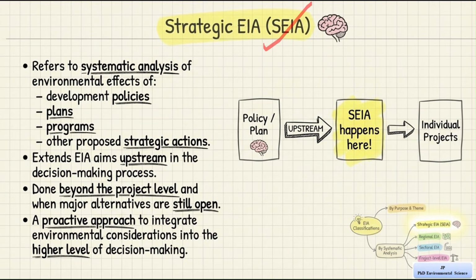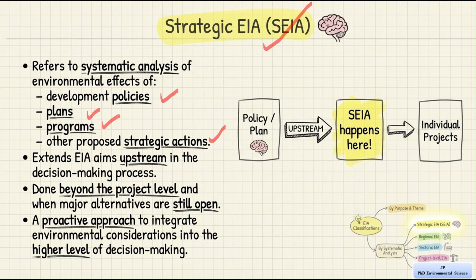Strategic EIA, SEIA. This is a type of EIA that works at a higher level, means before the projects start. It refers to systematic analysis of environmental effects of various policies. It is a planned and organized study of environmental impact of policies, means rules made by the government, plans, future development ideas, programs, group of related activities, and other strategic actions, means big decisions. Example, government is planning a new industrial policy. So SEIA will study its environmental impact.